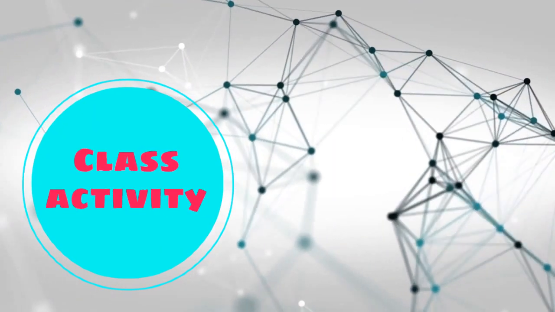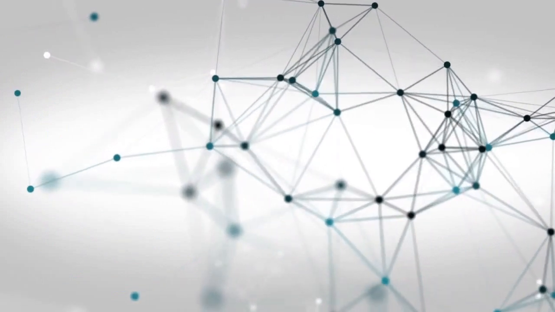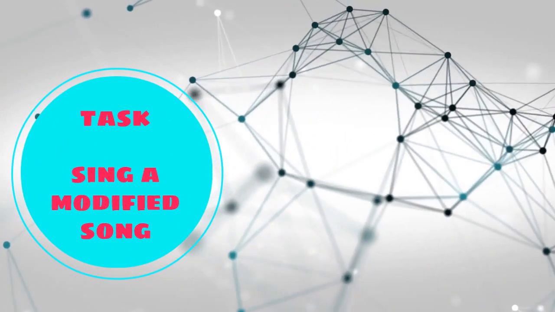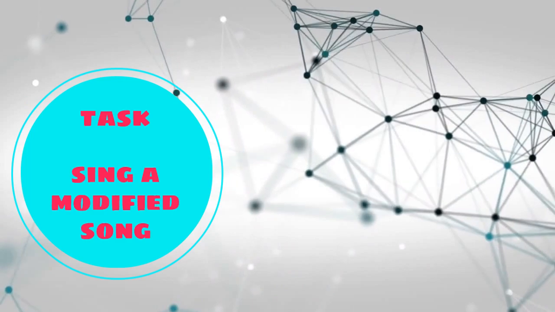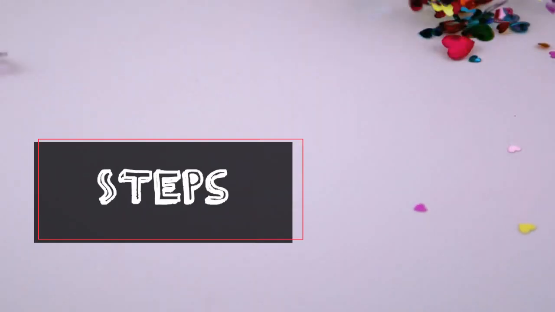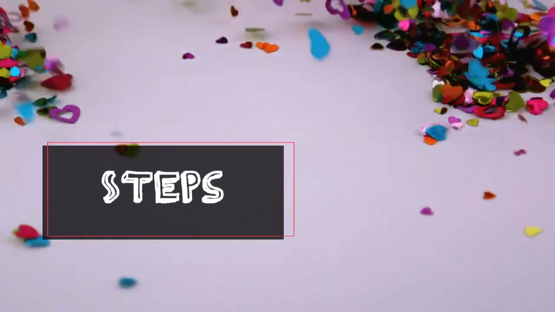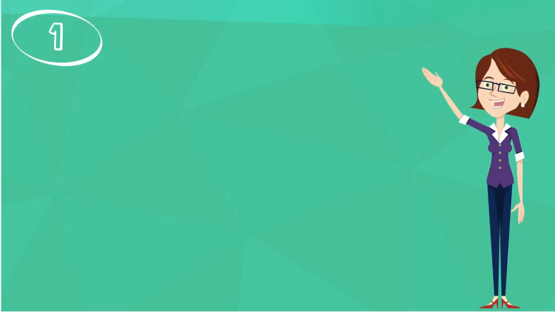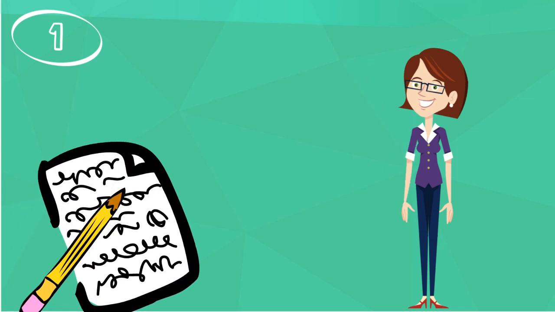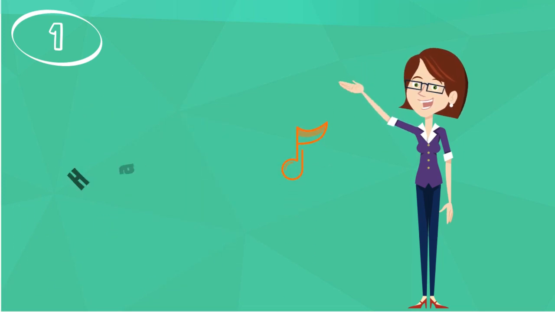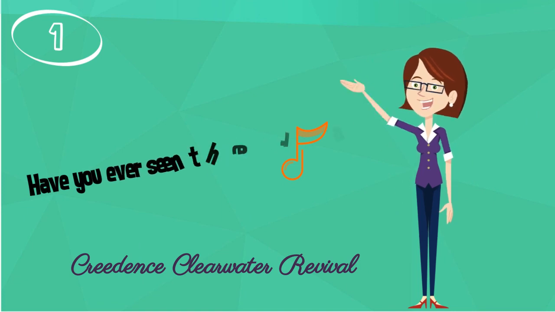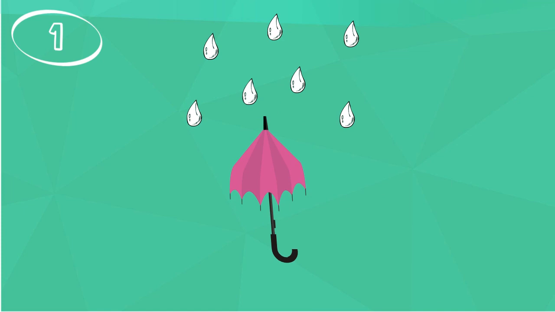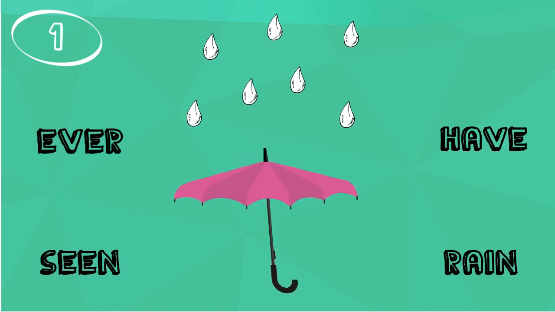The following is an example of an activity you can easily try out in your classroom. The task is to sing a song which the students have modified the lyrics to. Let's take a look at the steps. Present your students with the lyrics of the song "Have You Ever Seen the Rain?" by Creedence Clearwater Revival. First, introduce the theme of the song and the key words to help your students familiarize themselves with the content of the song.